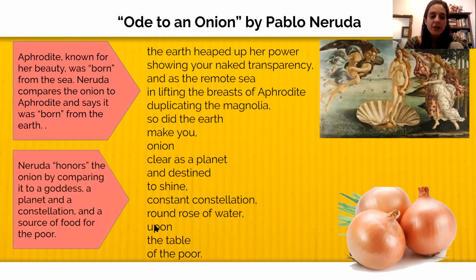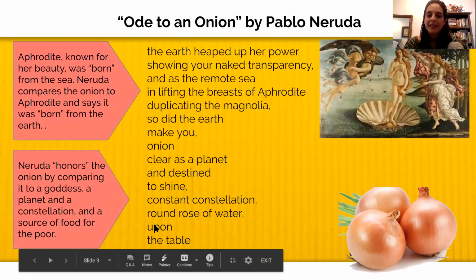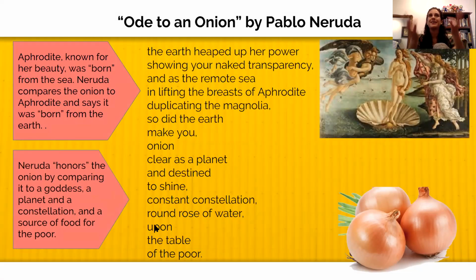And then he compares it to a planet, which I really like, because I guess if you peel the onion, it's transparent, but it is kind of translucent, I guess, and it does shine light nicely, which is not something I'd ever thought about an onion before. And then one of the things that he says is that it's a constant food source for the poor. And that's also something that's really important, right?